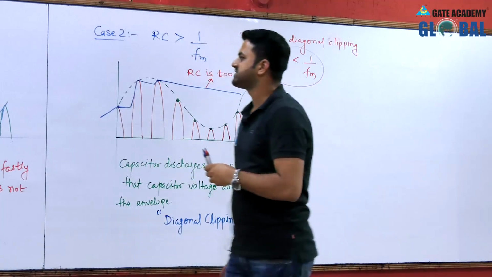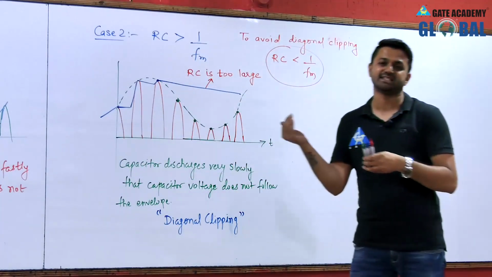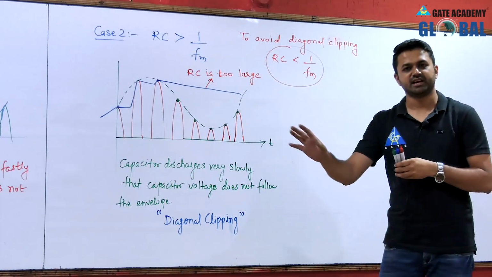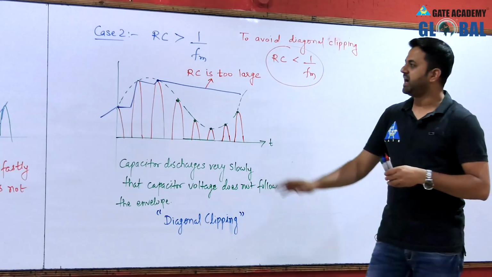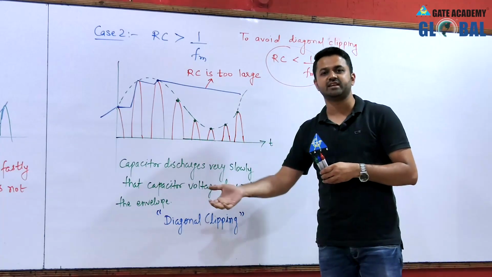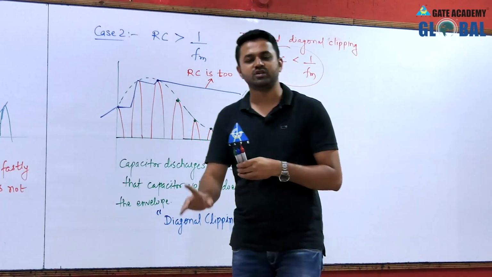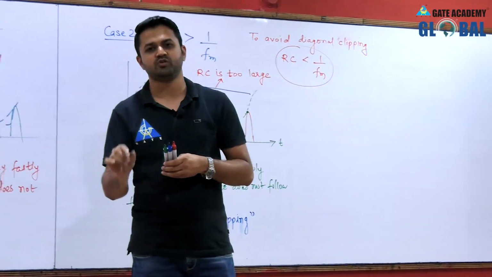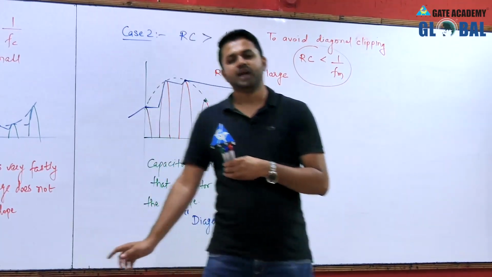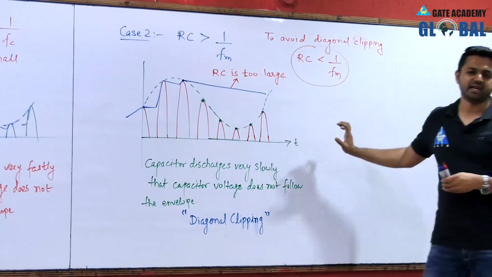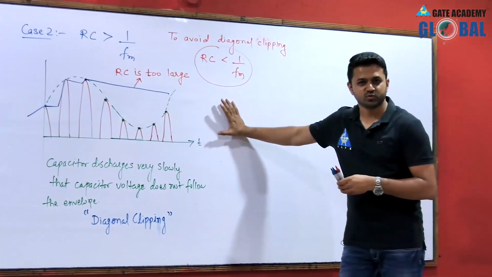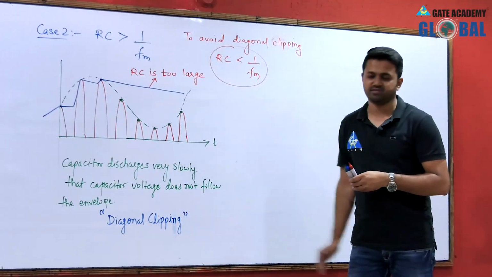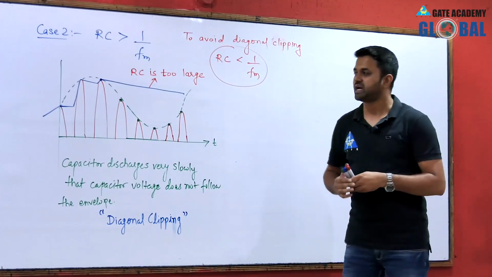So, there are two cases. When RC is too small, that is even less than 1 upon Fc, it is not able to follow the envelope, and if the RC is greater than 1 upon Fm, then also it is not able to follow the diagonal value of the envelope, and this case is called diagonal clipping. So, there are two conditions, according to that we can calculate the value of the time constant.